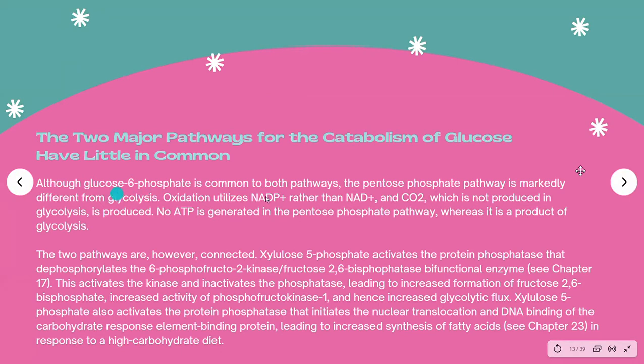Although glucose 6-phosphate is common to both pathways, the pentose phosphate pathway is markedly different from glycolysis. Oxidation produces NADPH, while NADH is produced in glycolysis. And carbon dioxide is produced, which is not produced in glycolysis. No ATP is generated in the pentose phosphate pathway, whereas in glycolysis, ATP is formed by substrate level phosphorylation.